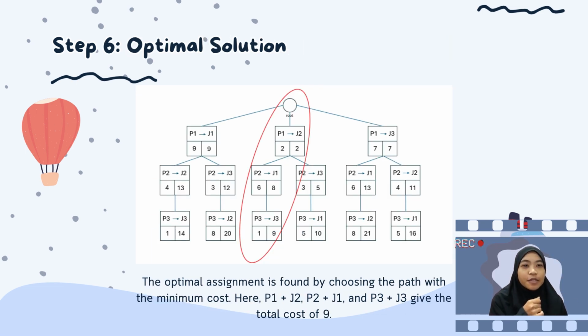Next we go to step 6, which is the optimal solution. The optimal assignment is found by choosing the path with the minimum cost. So in here, we found that P1 to J2, P2 to J1, and P3 to J3 gives the minimum total cost. So the total cost for this solution is 9. So in here, we found that is the optimal solution for this whole problem.